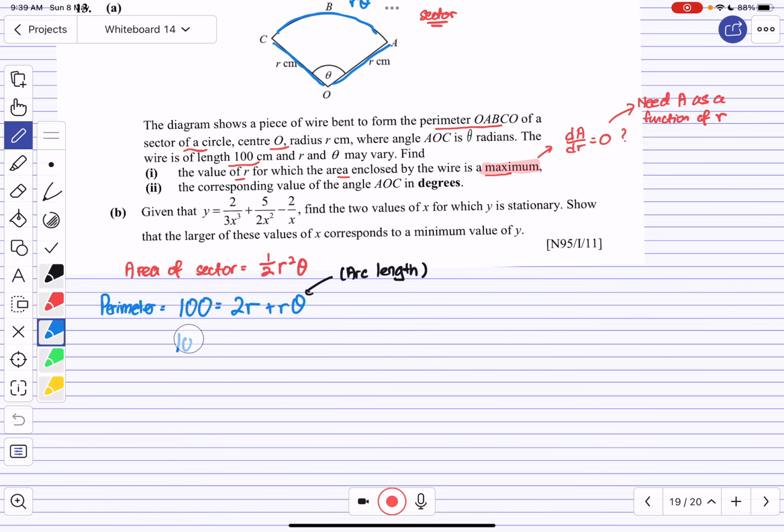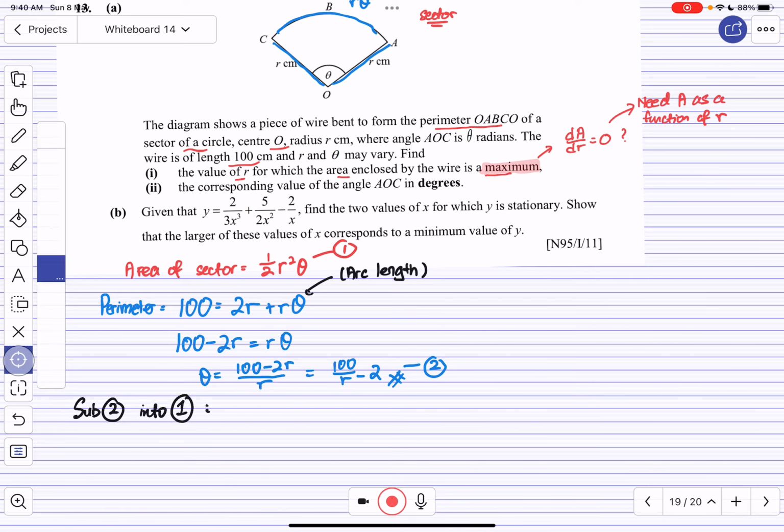I now proceed to simplify and make theta the subject. Subtracting 2R out on both sides, and now dividing by R on both sides, I get theta to be (100 minus 2R) over R, which is the same as 100 over R minus 2. So this can be equation 2, and that can be equation 1. I now sub equation 2 into 1 because I want to have my A in terms of R like we originally agreed, so that we can do our dA/dR based on the question requirement.